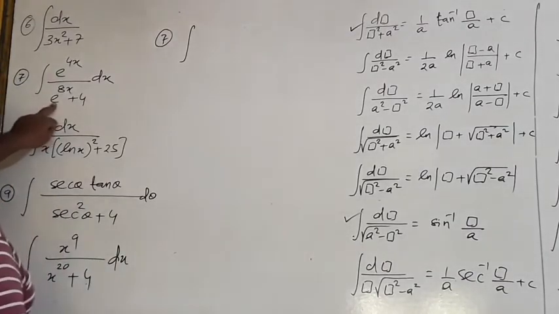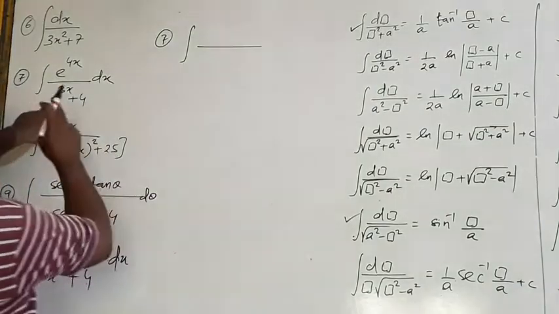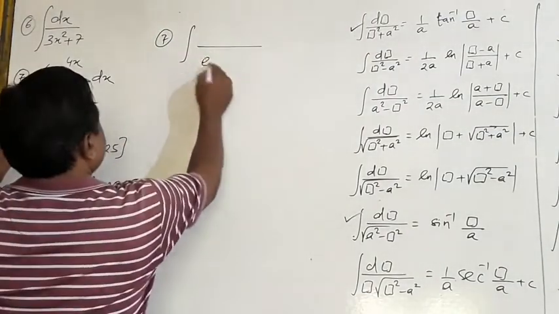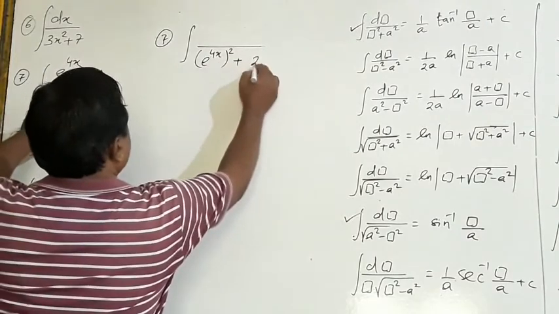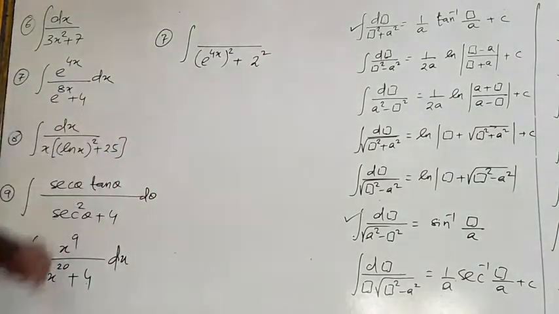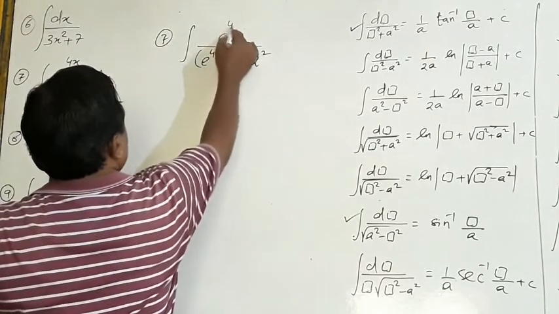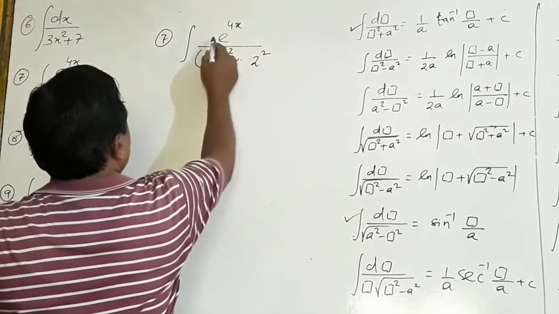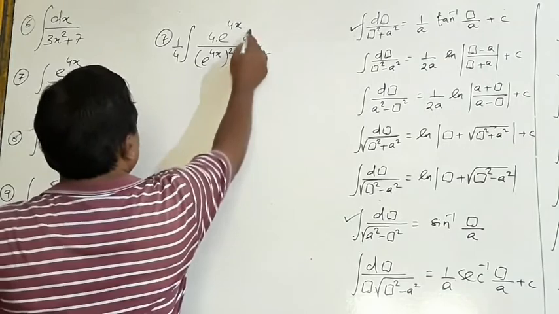The denominator is e to the power 8x. So take this. Whose square is e to the power 8x? It is naturally e to the power 4x square plus 4 means 2 square. What is the derivative of e to the power 4x? It is 4 e to the power 4x. Means e to the power 4x ka derivative e to the power 4x into derivative of 4x is 4. It is 1 by 4 dx.